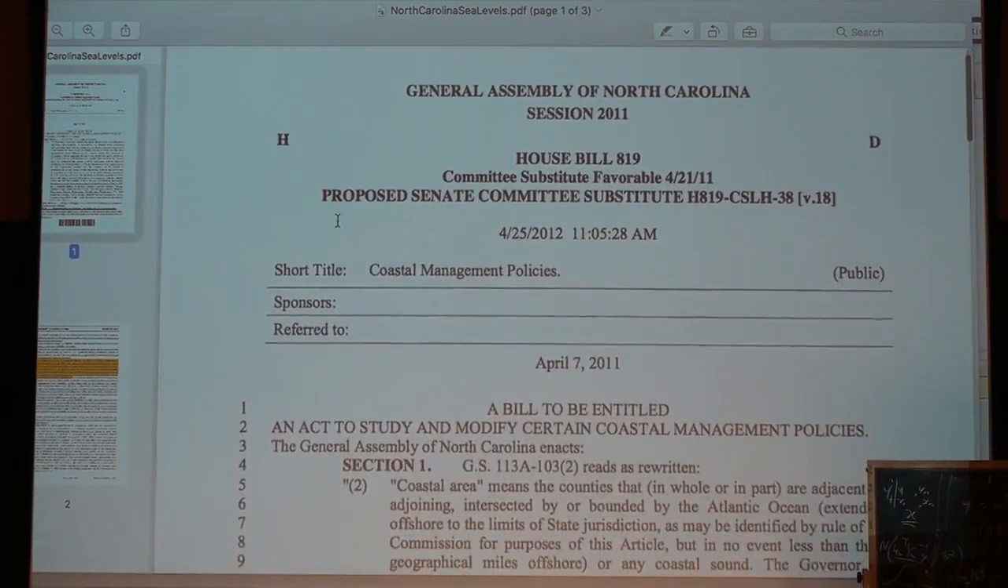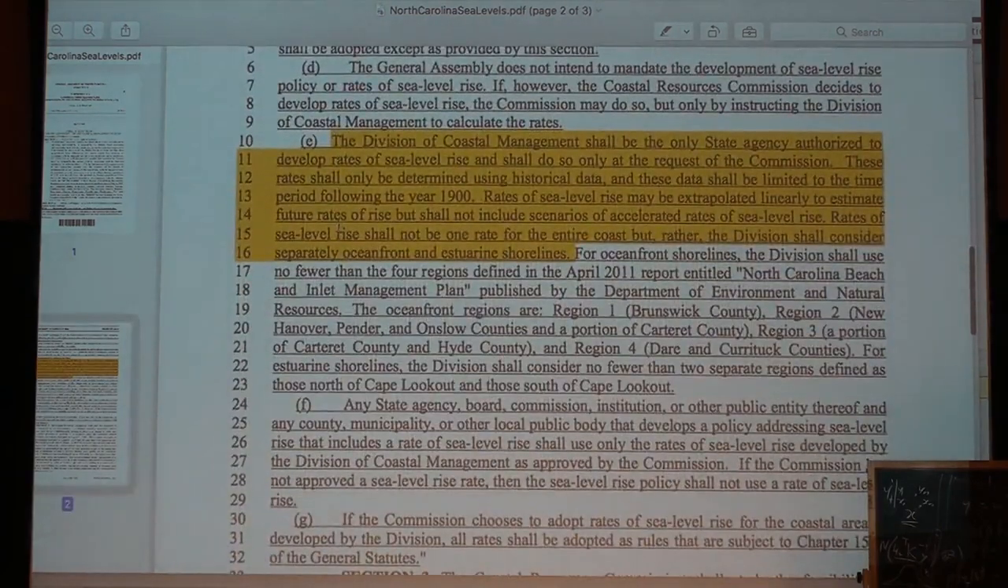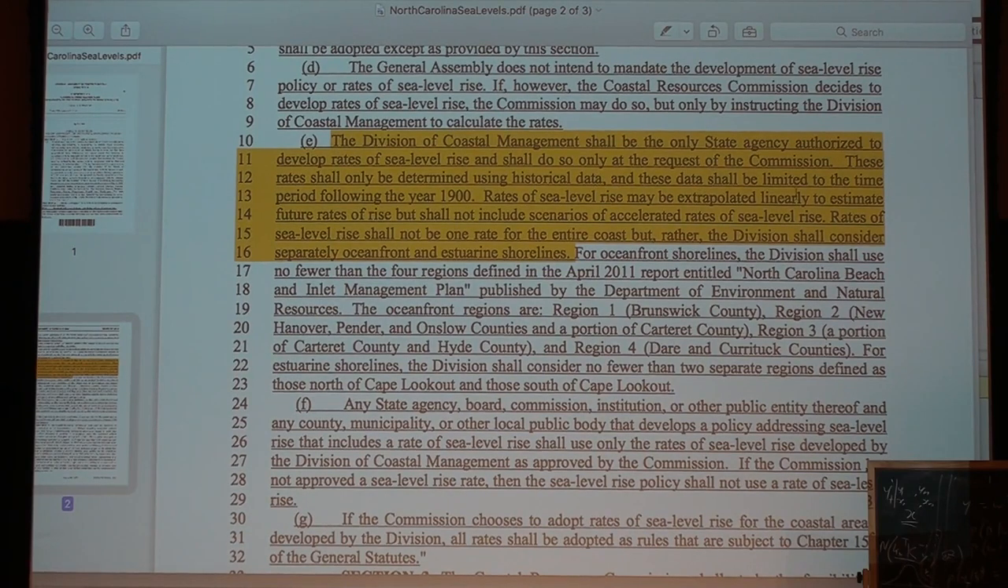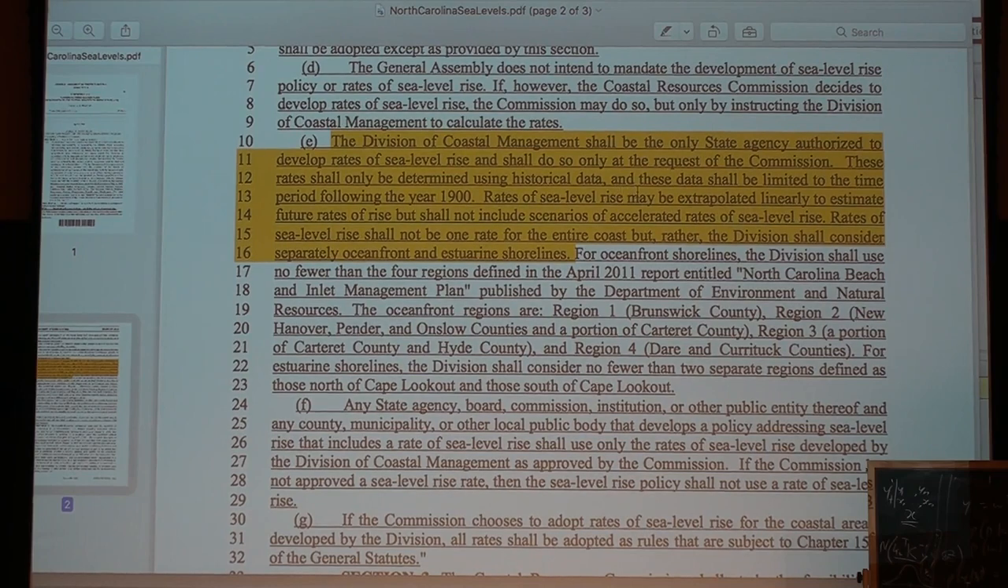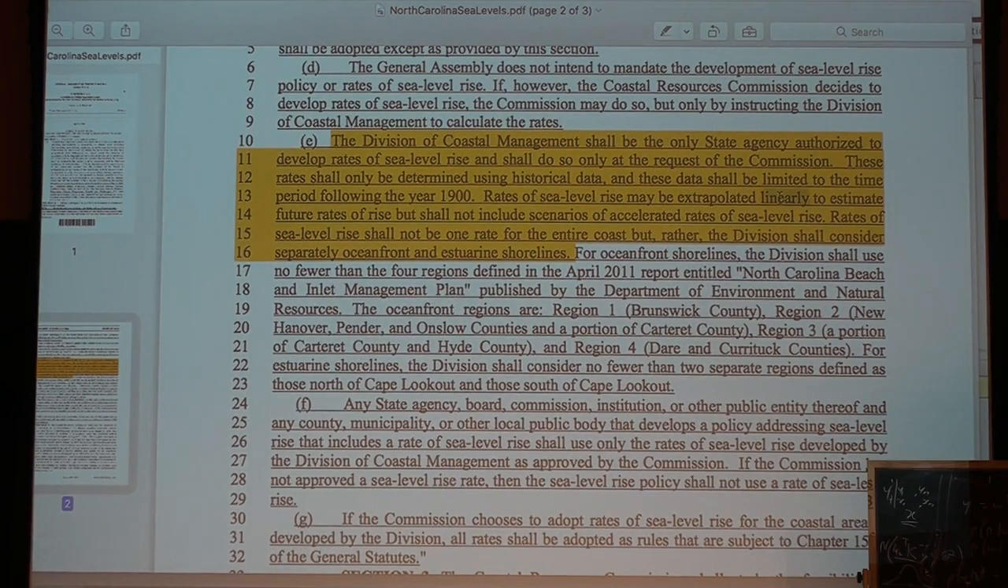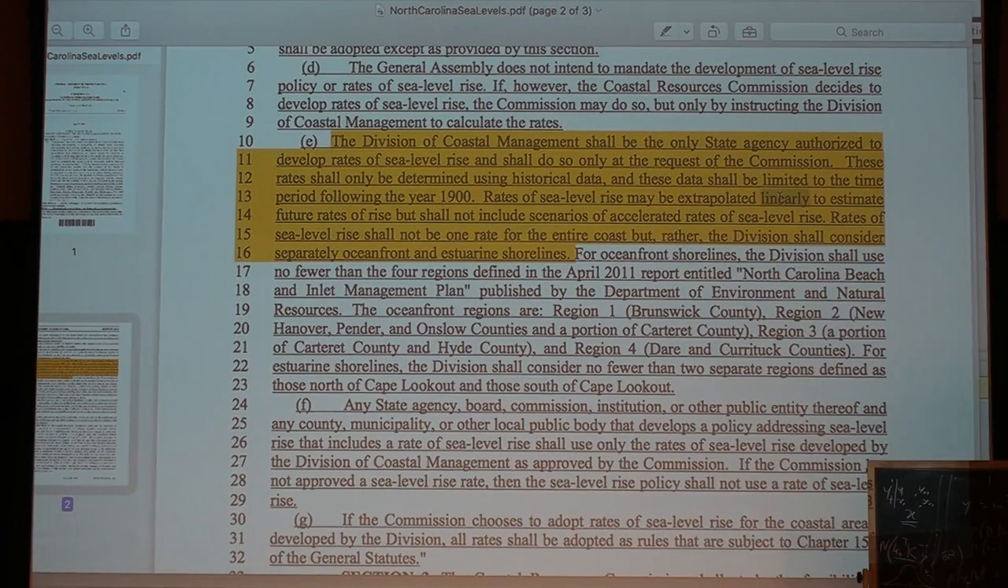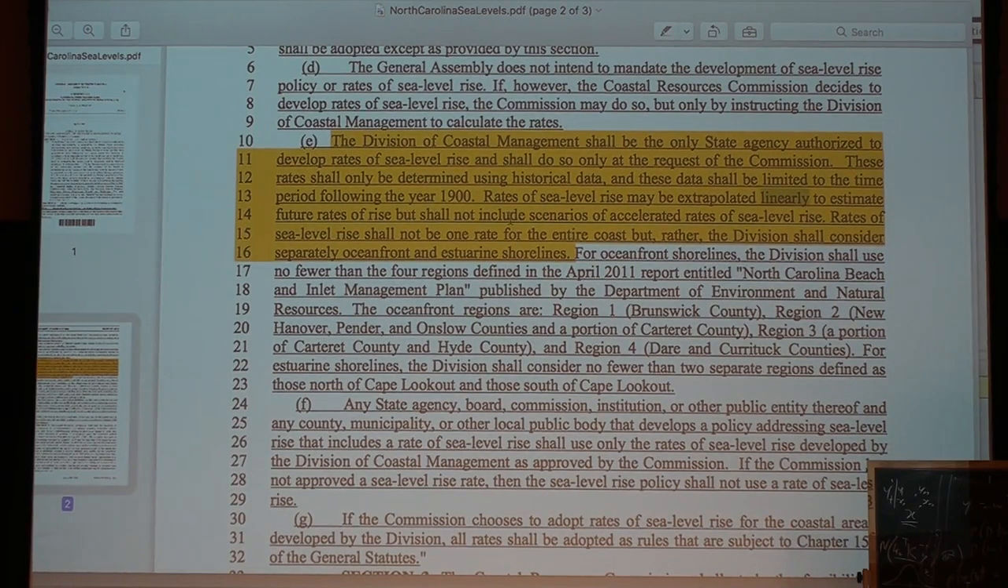This is from 2011. This is a while ago, but it's still active. And it shows here that if you do predictions on sea water level rising, these rates shall only be determined using historical data. This is fine. And the data should be limited to the time period following the year 1900. That seems fine. Rates of sea level rise may be extrapolated linearly. So you're not allowed to use nonlinear algorithms to estimate future rates of rise, but shall not include scenarios of accelerated rates. That's the nonlinear thing.